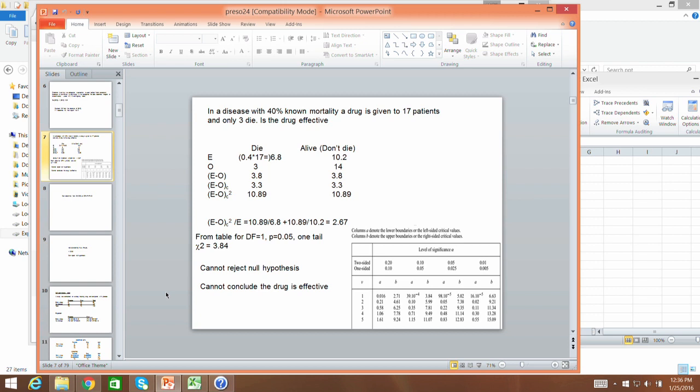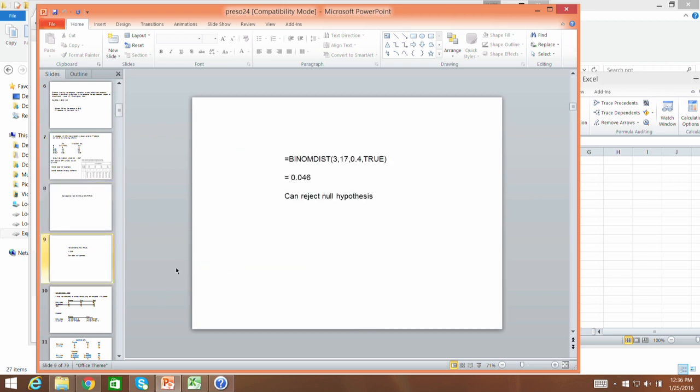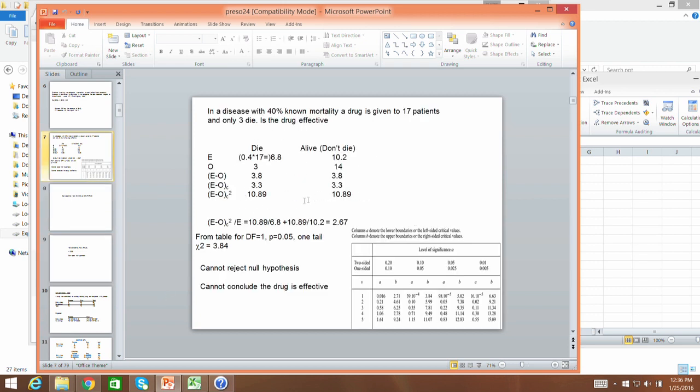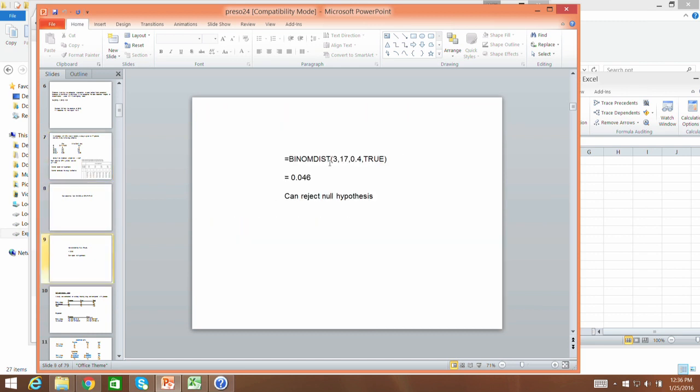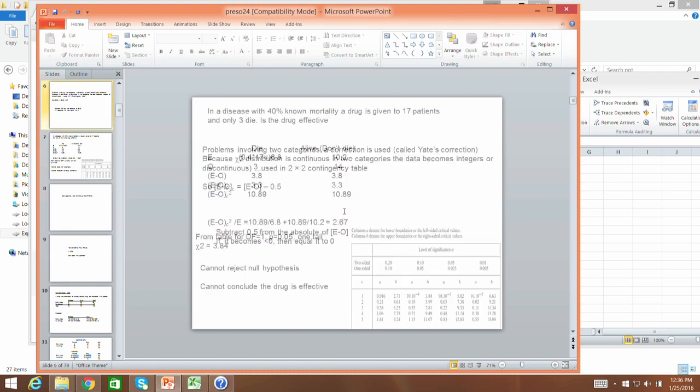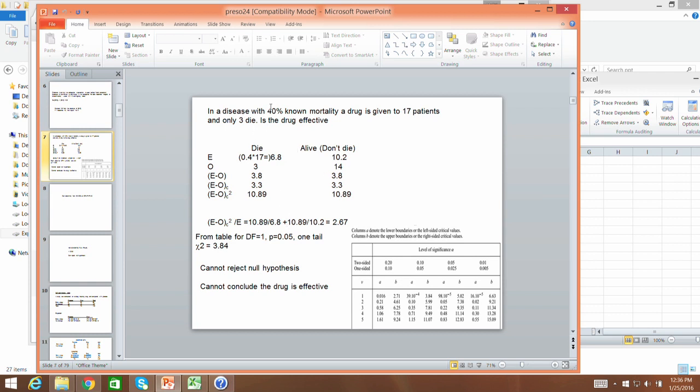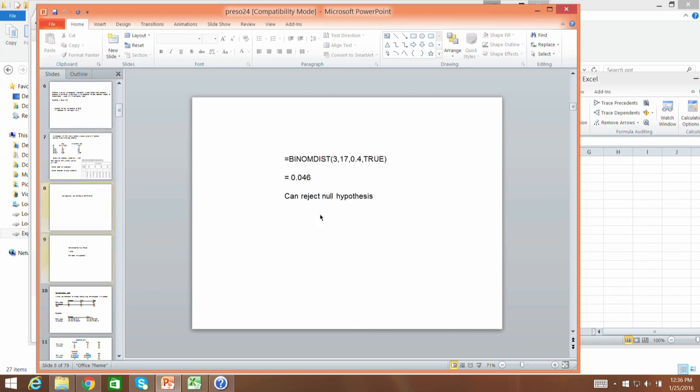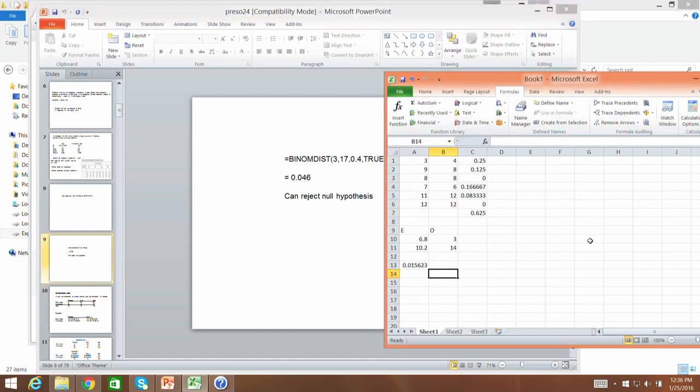Okay, let us look at another problem. Of course we can do the same thing using the binomial distribution also. What is the binomial distribution? We have 17 data points and we see 3 of them die, the probability is 0.4, and we can do this particular binomial distribution.